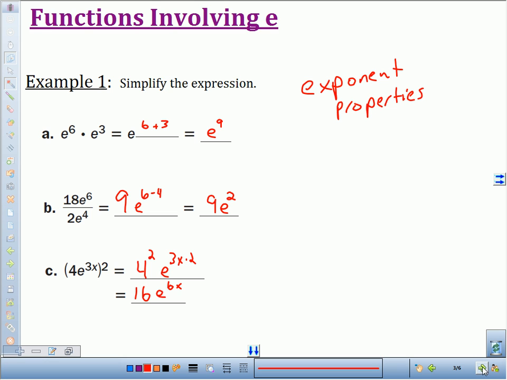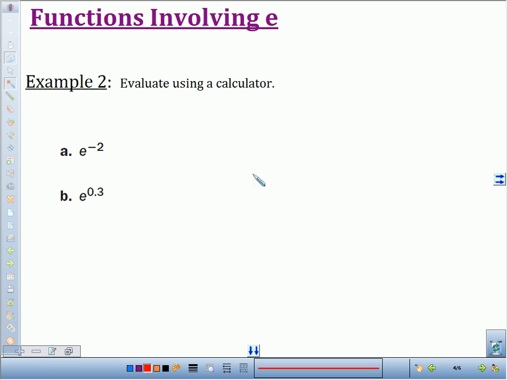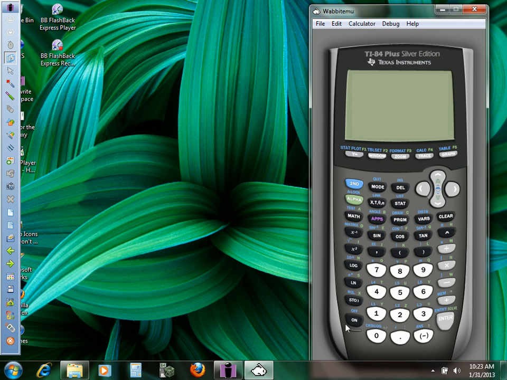All right, other things that we might need to do with e is to actually evaluate it. Now, of course, we're not going to be evaluating values of e by hand. We're going to be using the calculator. And fortunately for us, the calculator makes life easy when we're talking about e. So we want to find the value of e to the negative second. We go to our calculator.